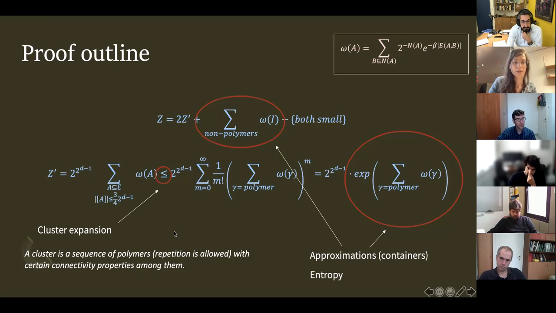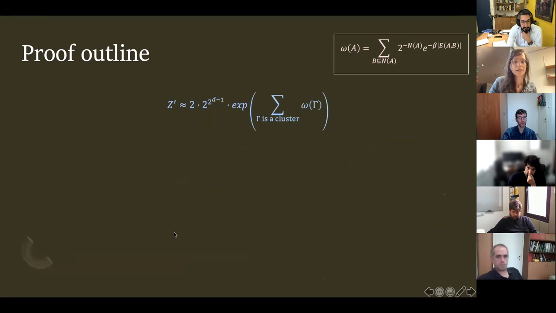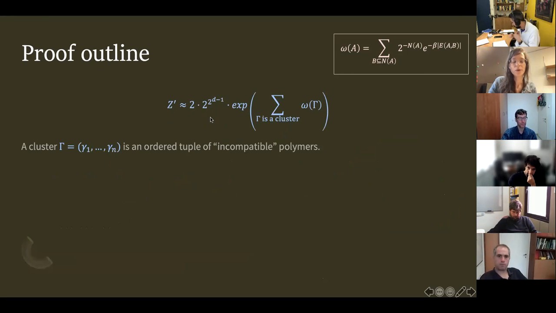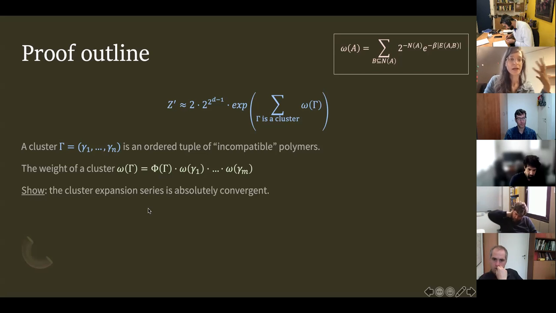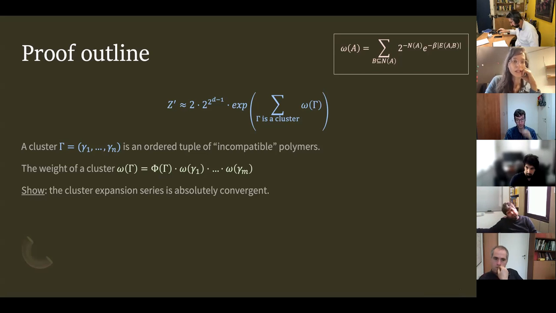So how do we deal with this terrible sum? We want to write it, instead of as an upper bound of a sum of polymers, with a better estimation, as a sum of clusters. A cluster is just a tuple of polymers that have some connectivity relations between them, so not every tuple of polymers. The weight of a cluster will just be the multiplicity of the weights of the polymers times this Ursell function, which depends somehow on this connectivity structure.